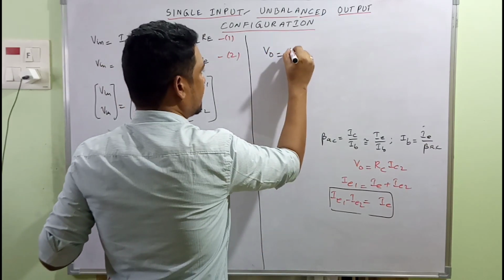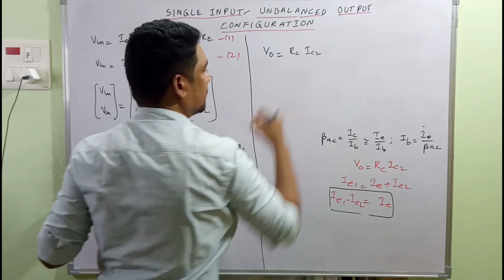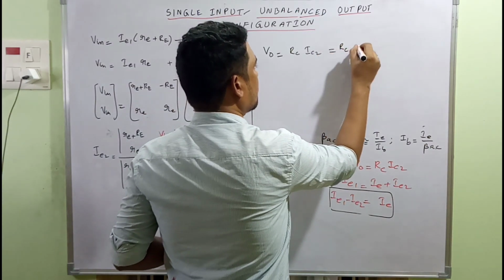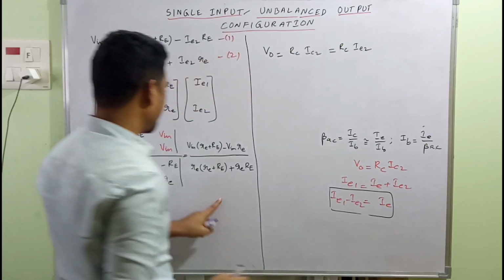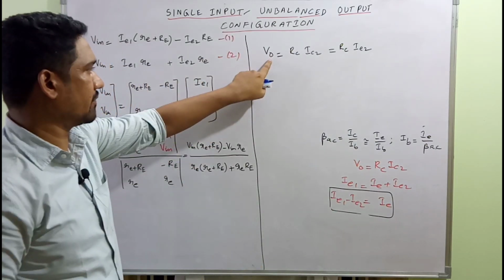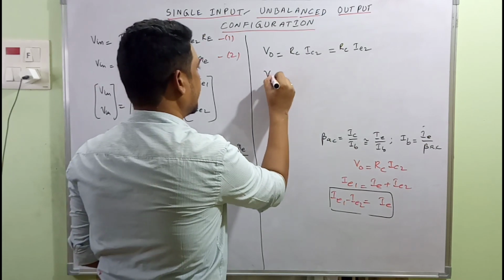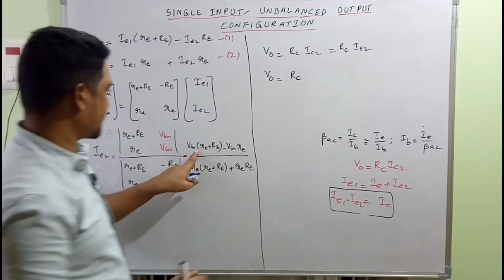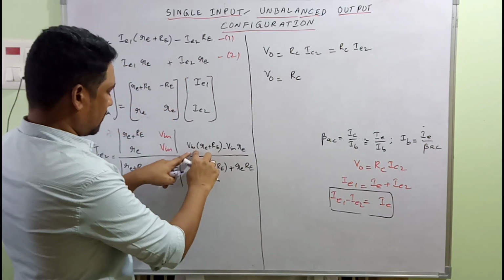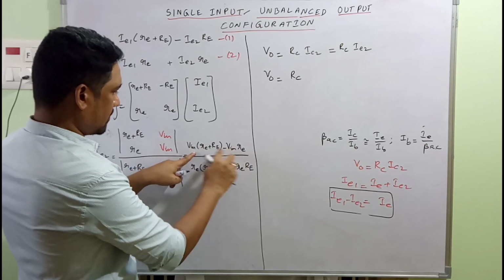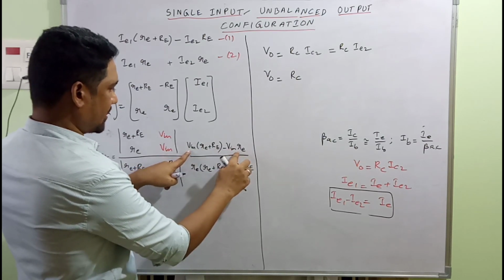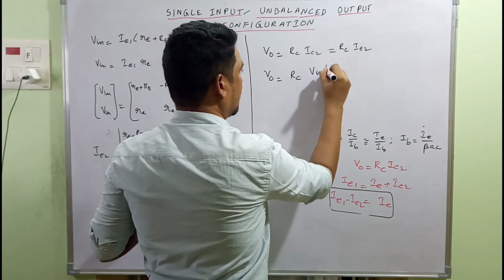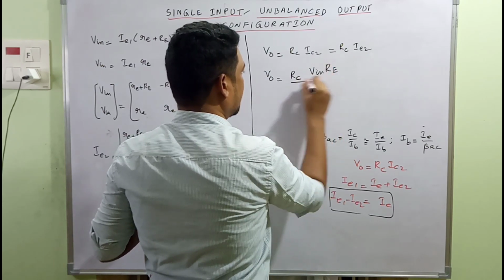V0 is RC into IC2, from the arrangement, and that will be equal to RC into IE2. Plugging in the value for this one, we will have V0 equal to RC, making no mistake. Over here, the V in Re plus V in Re minus V in Re gets cancelled, so we'll be left with V in RE.